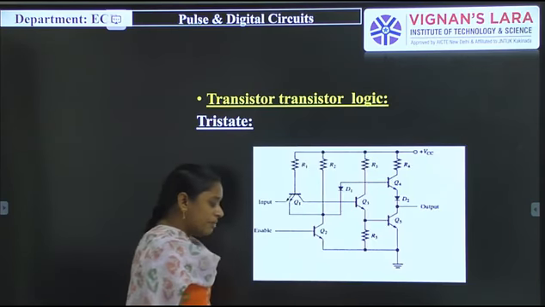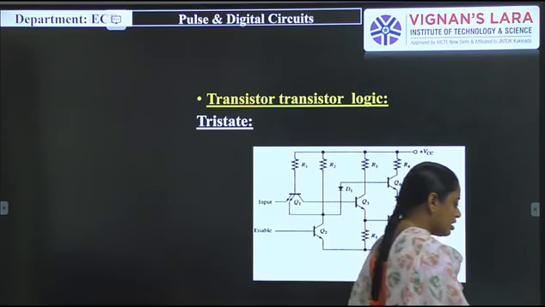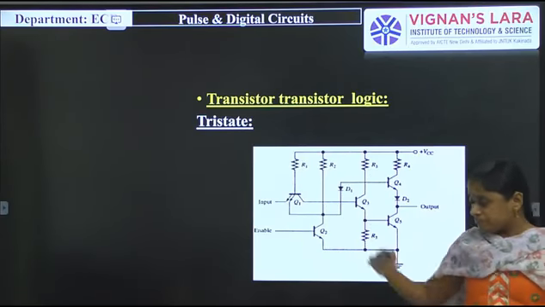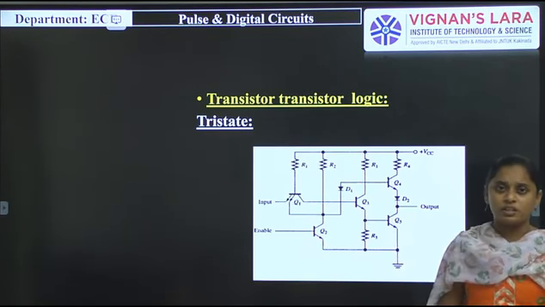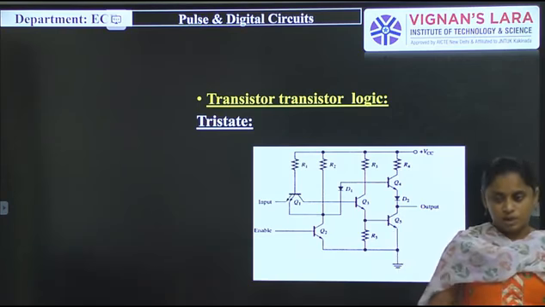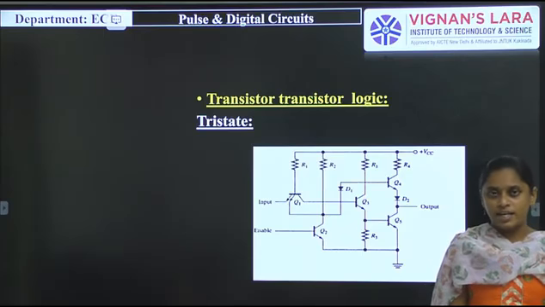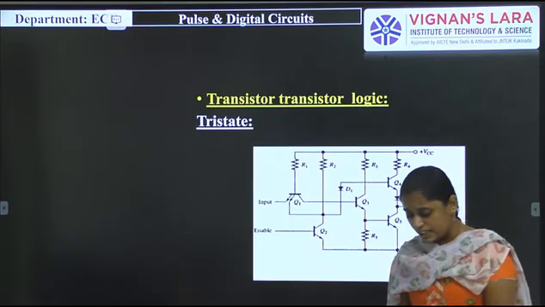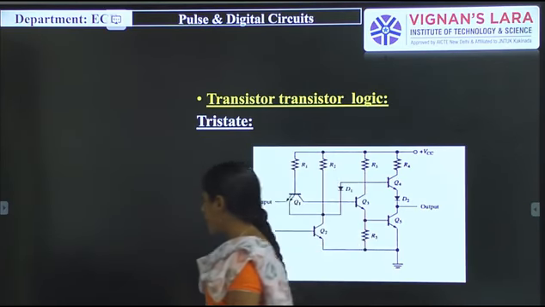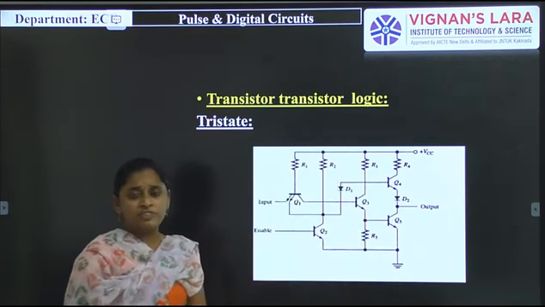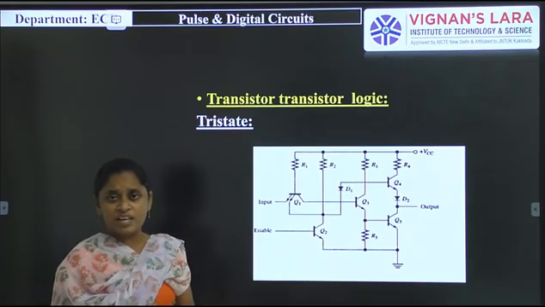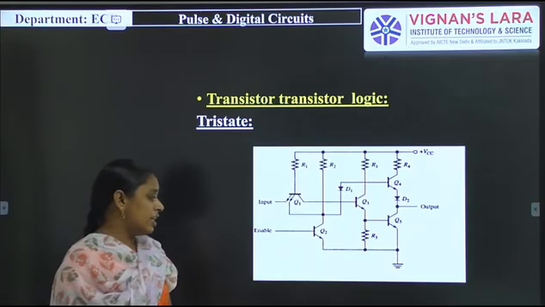The major advantage of tri-state is that it has the advantages of both totem pole as well as open collector. The totem pole has the advantage of faster speed of operation, and the open collector eliminates the wire-anding problem. So the tri-state consists of both advantages: the output can perform very fast operation and the wire-anding problem is also eliminated.